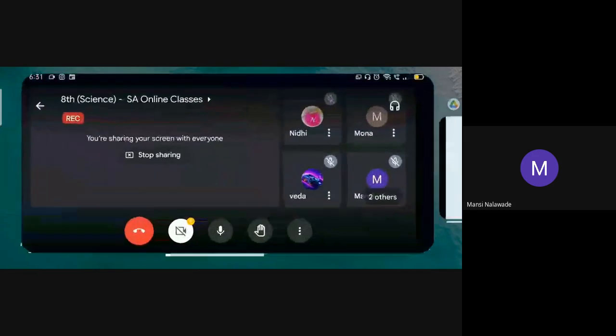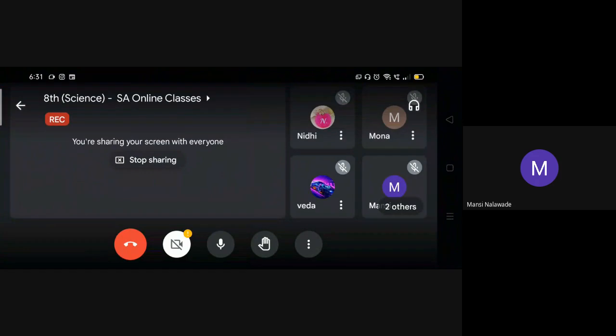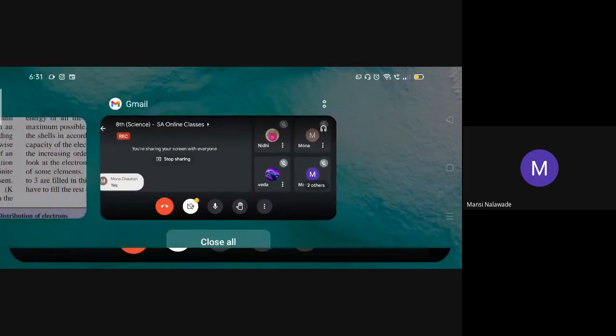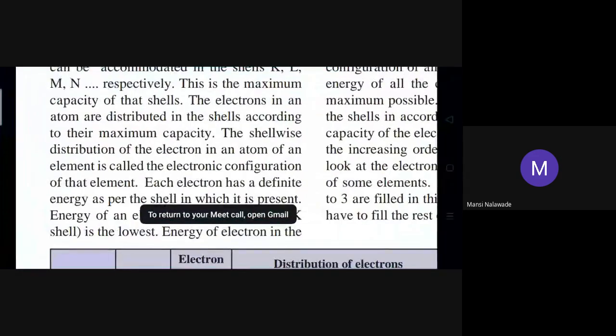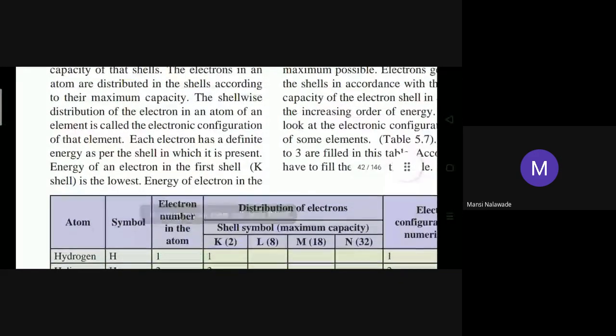Understood? Got it? What is the electronic configuration of an element? Yes, everyone, you got it? Okay. Each electron has a definite energy as per the shell in which it is present.